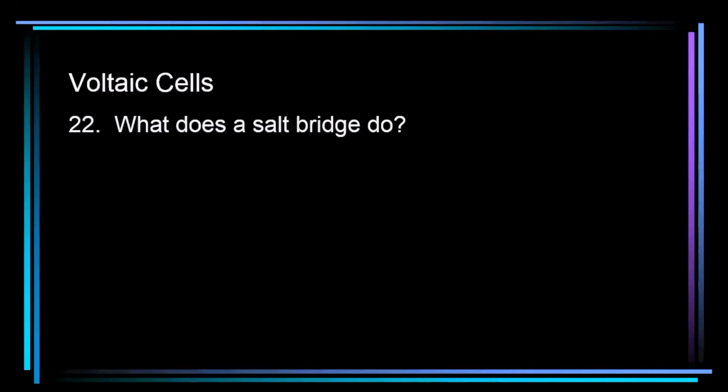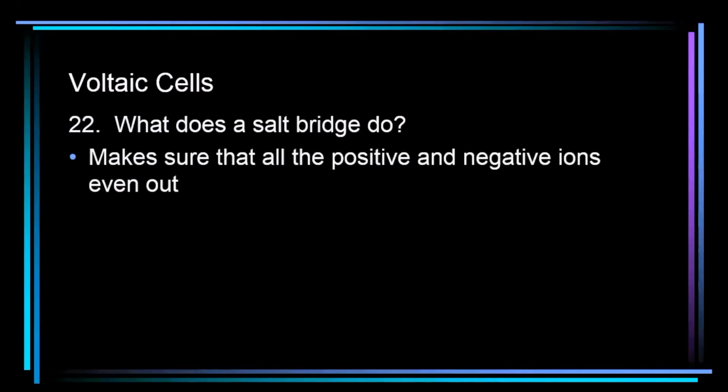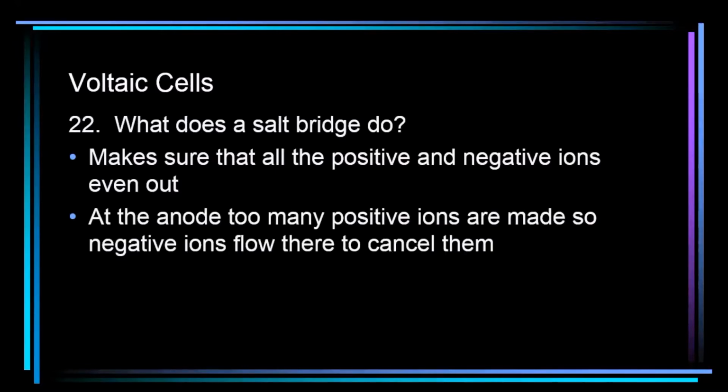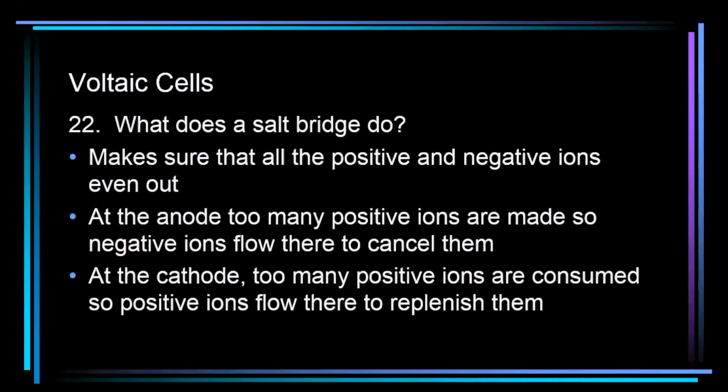What does a salt bridge do? It makes sure that all the positive and negative ions even out. At the anode, too many positive ions are made, so the negative ions tend to flow in there to cancel out. At the cathode, too many positive ions are made, so the positive ions flow there to replenish them. So a salt bridge helps to even everything out.